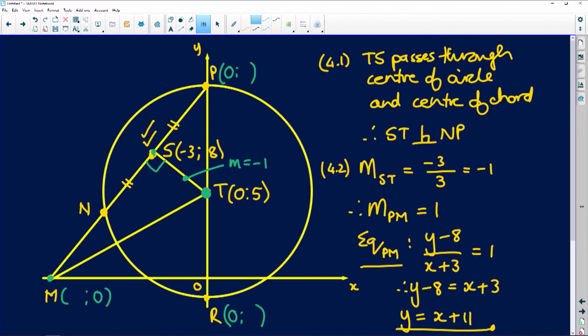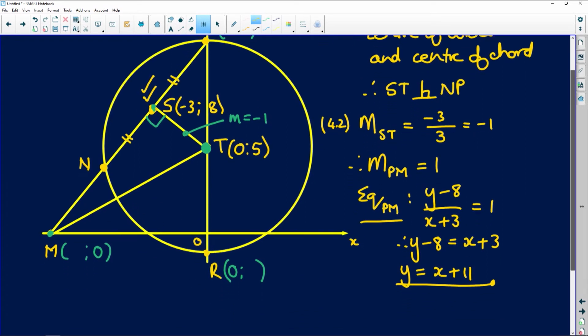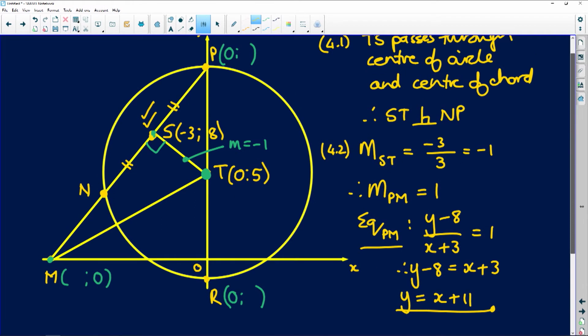Now, that was for 5 marks. It's quite a nice set of marks. You will get a mark for the first gradient, a mark for the perpendicular relationship, a mark for the correct rule, and then 2 marks for your answer at 4.2. Okay, so let's go and look at 4.3.